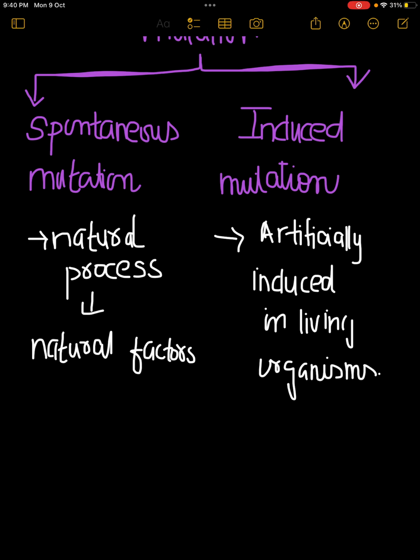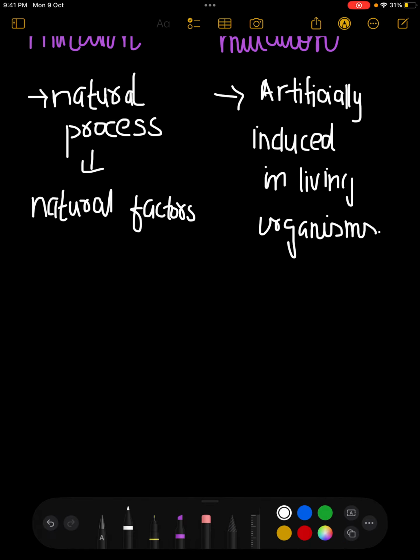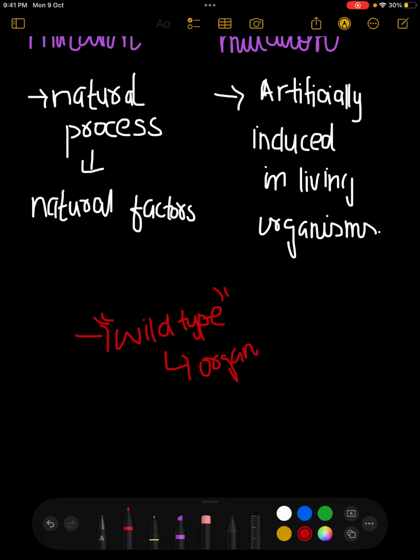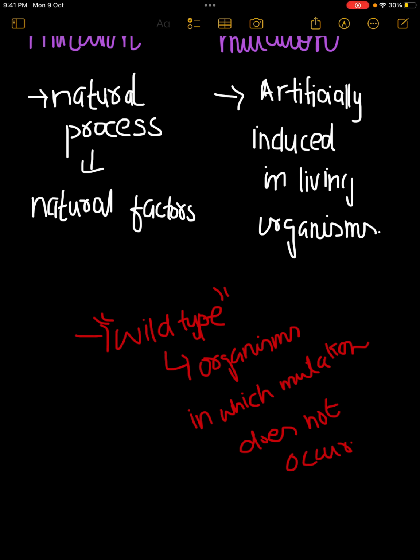Okay, the organisms in which mutation does not occur are basically known as wild type. Wild type, basically these are the organisms in which mutation does not occur.